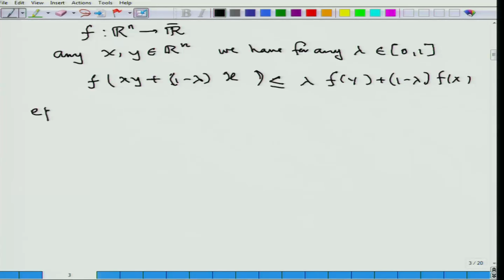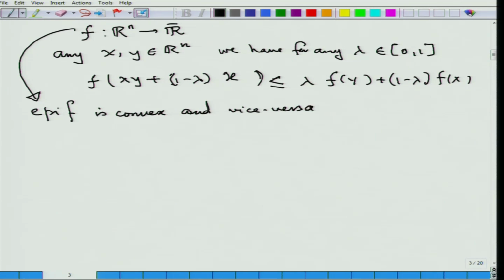Of course, if this function is to be convex, the epigraph of f is convex, and vice versa. So, you might also define for such a class of functions the epigraph of f to be convex as the definition of convexity. I do not want to tell you what the epigraph of f is, if you already know this.